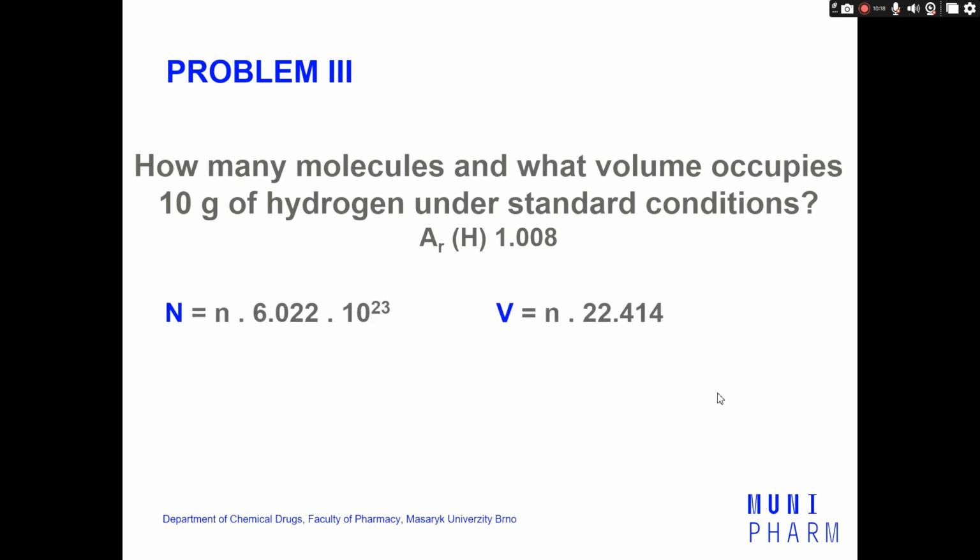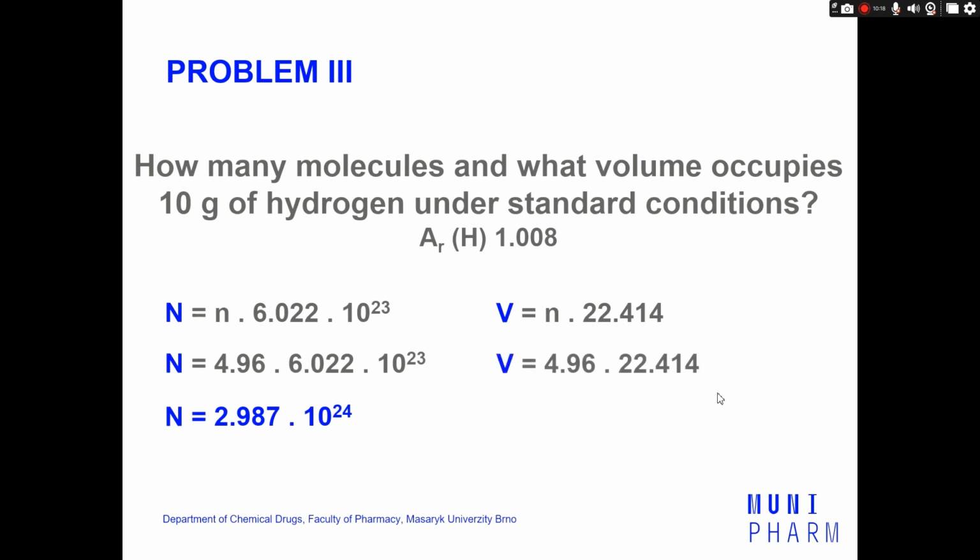And now, let's return to the previous formulas. If we substitute the calculated amount of the substance into the calculation for the number of molecules, we find out that 10 grams of hydrogen contain 2.99 multiplied by 10 to the 24 molecules. And if, on the other hand, we substitute it into the formula for the volume, we find out that 10 grams of hydrogen under standard conditions occupy a volume of 111.17 cubic decimeters.